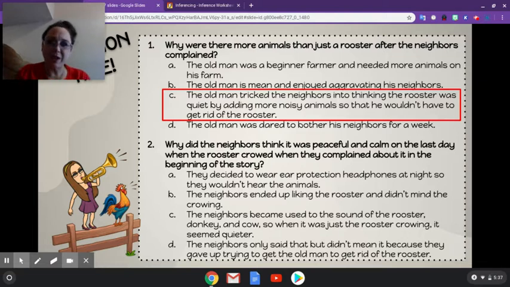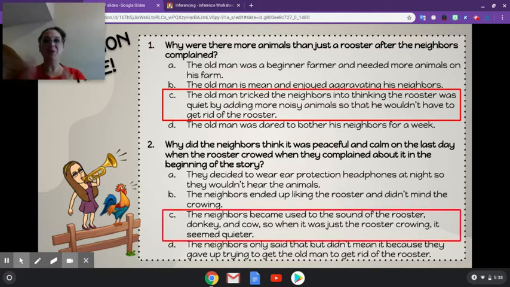Why did the neighbors think it was peaceful and calm on the last day when the rooster crowed, when they complained about it at the beginning of the story? Go ahead, read your answer choices. Five teacher seconds again. And see, the neighbors became used to the sound of the rooster, donkey, and cow, so that when it was just the rooster crowing, it just seemed much quieter, like I said with the cafeteria.